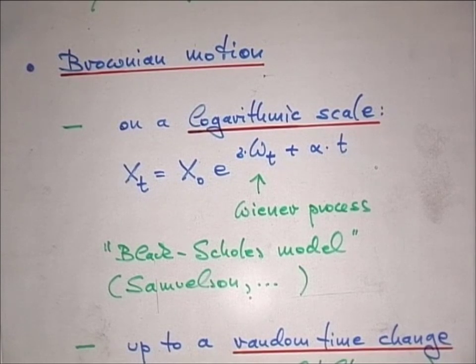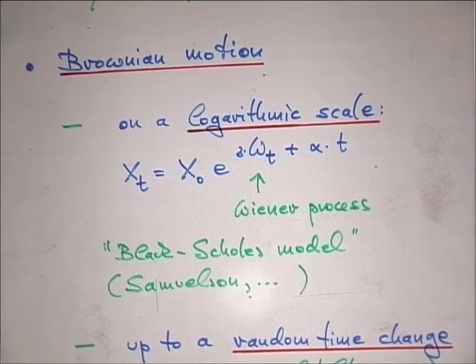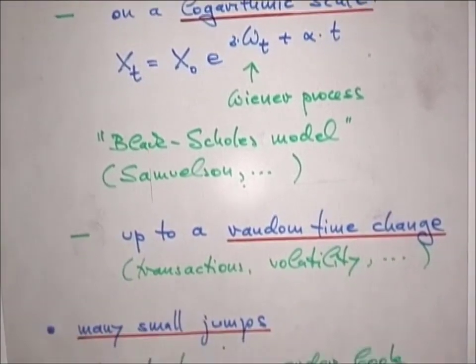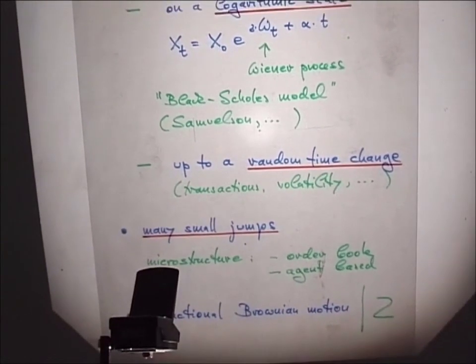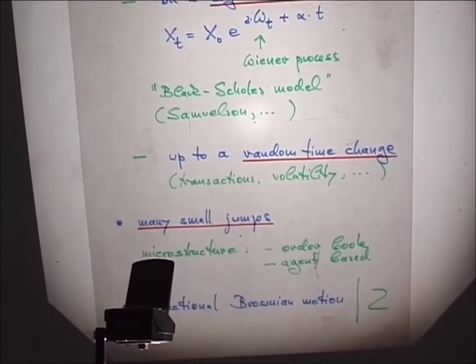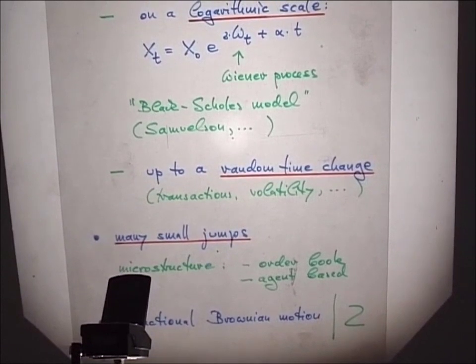Well, if you are ready to use Brownian motion up to a random time change, for example, volatility or transaction volumes may be used to define an intrinsic clock of the trajectory, and you may look along your trajectory with this different clock.